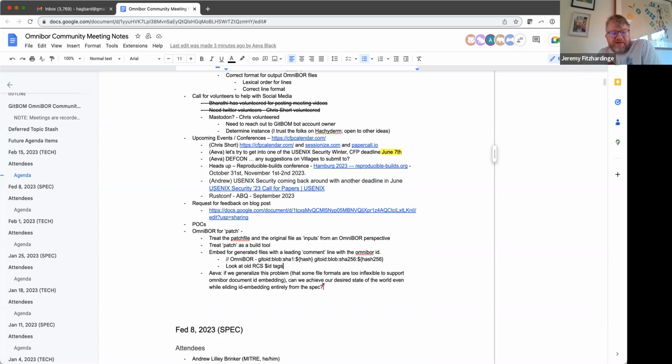And so there is a value to not having such a tight coupling. In the OmniBOR model with the embedding, those source files' contents would definitely become part of that OpenSSL artifact, regardless of whether or not they were used. Whereas if you had external OmniBOR information, they wouldn't necessarily be.